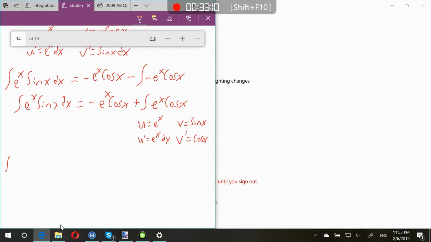So substituting, the integral of e to the x sine x is equal to negative e to the x times the cosine of x plus uv. Actually, I don't need parentheses there because I already pulled everything out. So uv, e to the x sine x, minus the integral of u prime v, e to the x sine x.